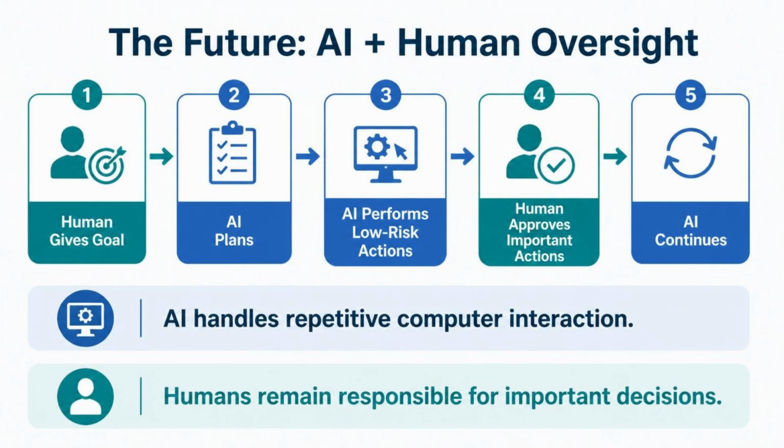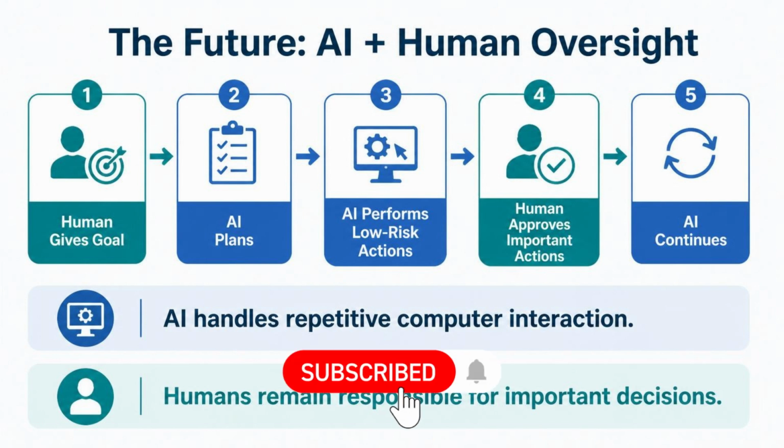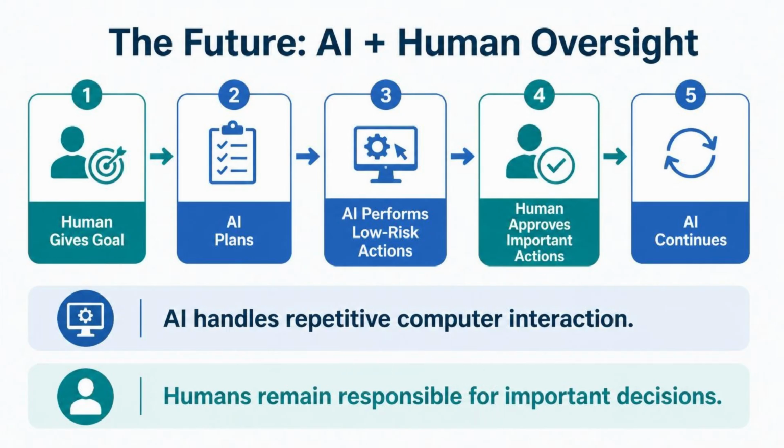A practical approach is not necessarily AI does everything. Instead, it can be human gives the goal. AI performs routine computer interaction. And when something important happens, the human can approve the action. For example, reading information might happen automatically, but sending an important email, making a purchase, deleting data, or changing critical settings could require human confirmation. This creates a model where AI handles repetitive interaction while humans remain responsible for important decisions.